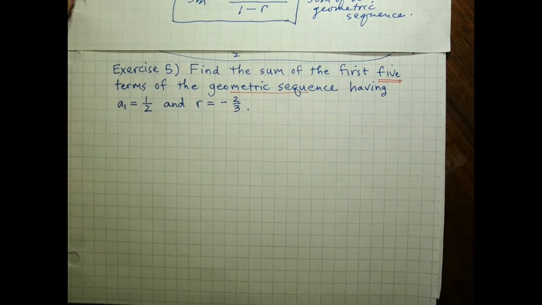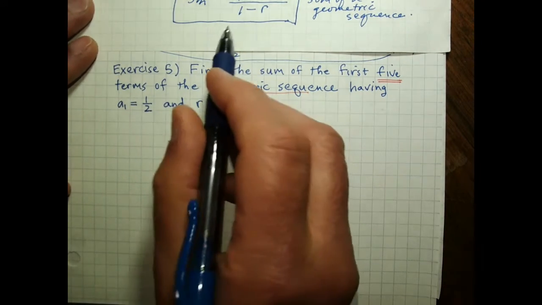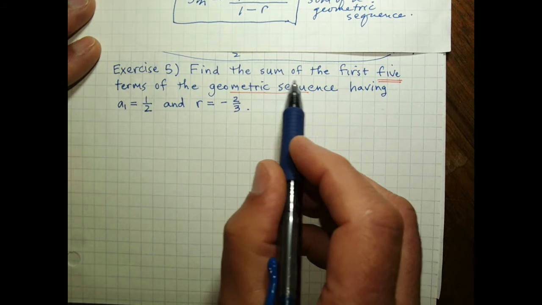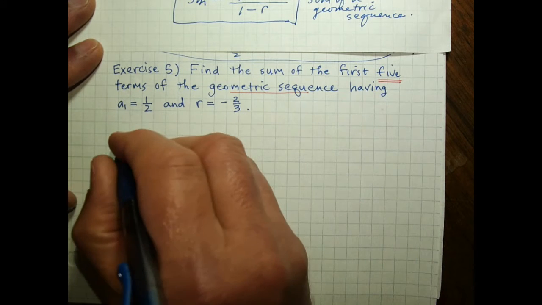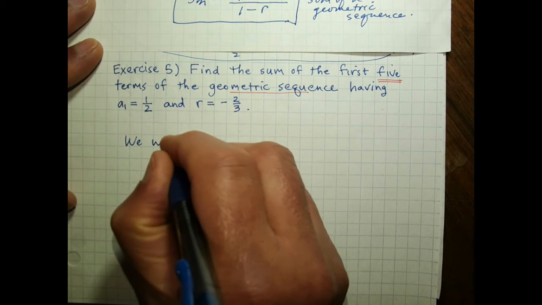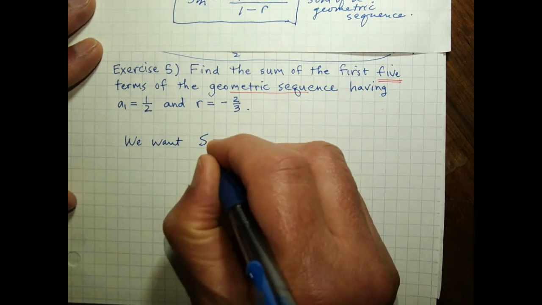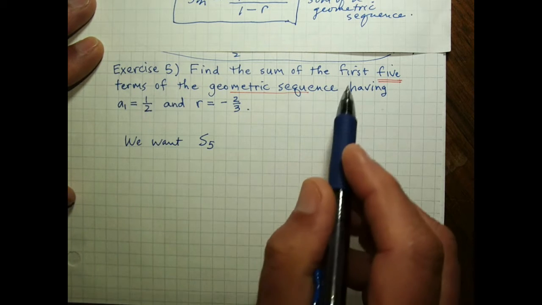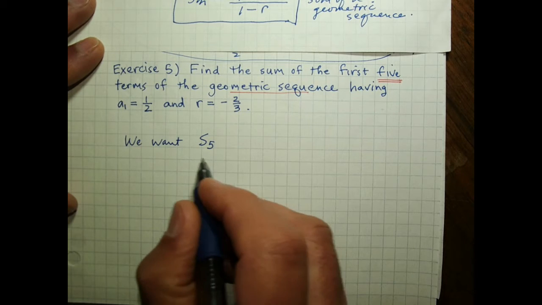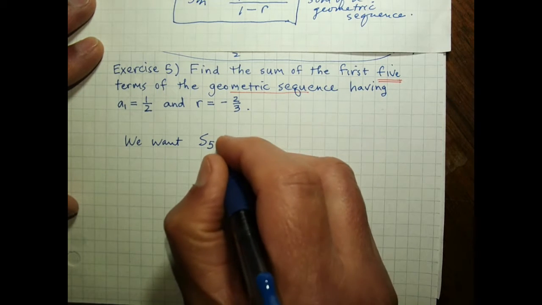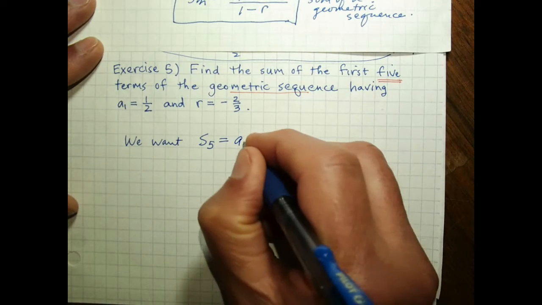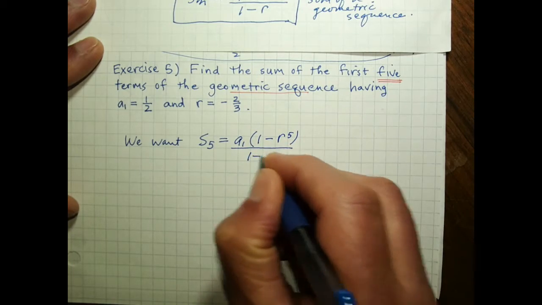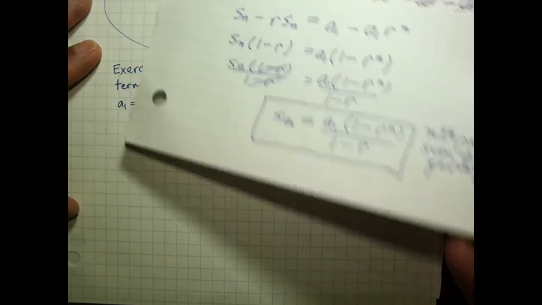And to do that, we just need to plug in an A1 and an R value. Oh, by the way, the sum of the first five terms, so we want SN, so S5. The language might seem a little bit different here. They don't refer to partial sum, but the sum of the first five terms is exactly what we would call the fifth partial sum. And according to the formula, that's A1 times 1 minus R to the fifth over 1 minus R in this situation.